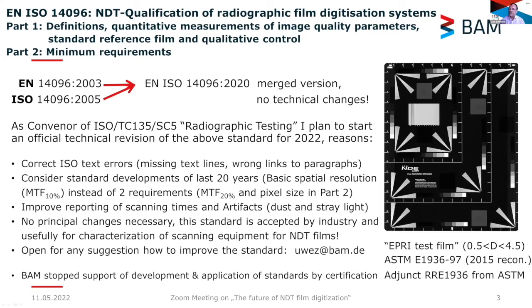It is still active. And nowadays you can purchase this test film here in full size, 17 by 14 inches. This is normally the maximum film size, as an adjunct to E1936, which is the standard number from ASTM, from the American standards organization. Okay, and so we will do some principal changes in the standards.